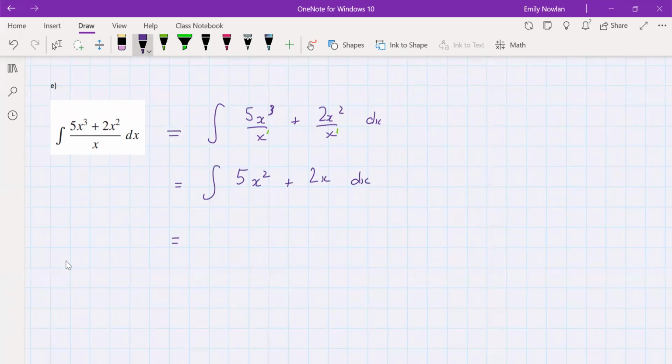Okay, then I'm in a position to integrate now, just like we did on the very first question. So we start off with 5x, we add 1 to the power, so that becomes a 3, divide by a new power. 2x, add 1 to the power, so that becomes a 2, divide by a new power, plus the c. And that's it. That's all you need to do.